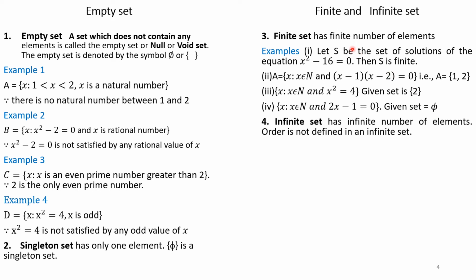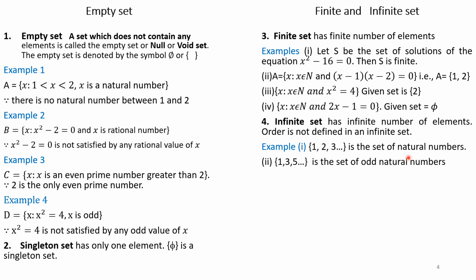Having defined finite sets, we will take up now infinite sets. An infinite set has an infinite number of elements. Order is not defined in an infinite set. Example, within flower brackets 1, 2, 3, and so on up to infinity. These dots go up to infinity. This is the set of natural numbers. Hence, it is an infinite set. Similarly, another example is within flower brackets 1, 3, 5, that is odd numbers. The set of odd natural numbers up to infinity is an infinite set.